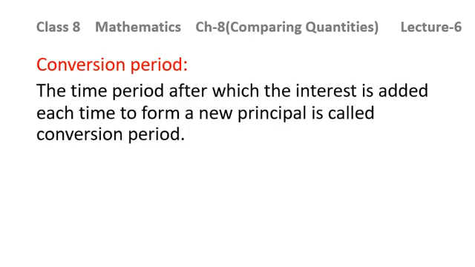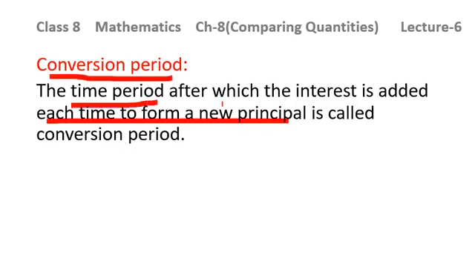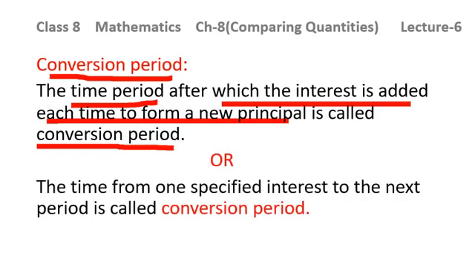The time period after which the interest is added each time to form a new principal is called conversion period. Or you can define it like this: the time from one specified interest to the next is called conversion period. So the time period after which the interest is added each time to form a new principal, or the time from one specified interest to the next, is called conversion period.